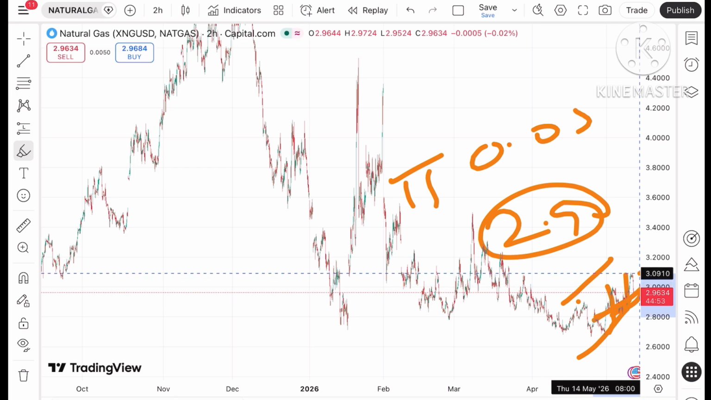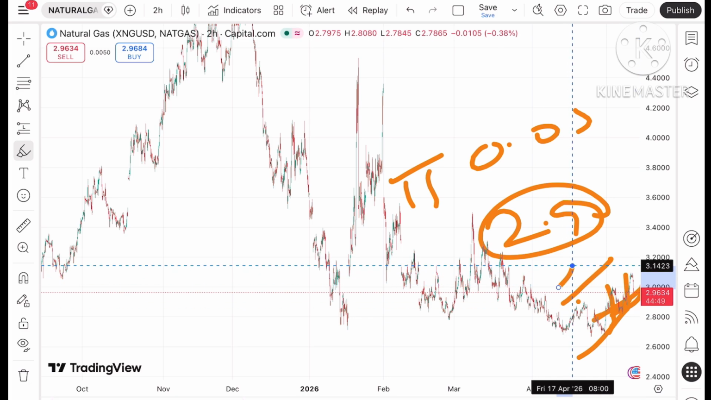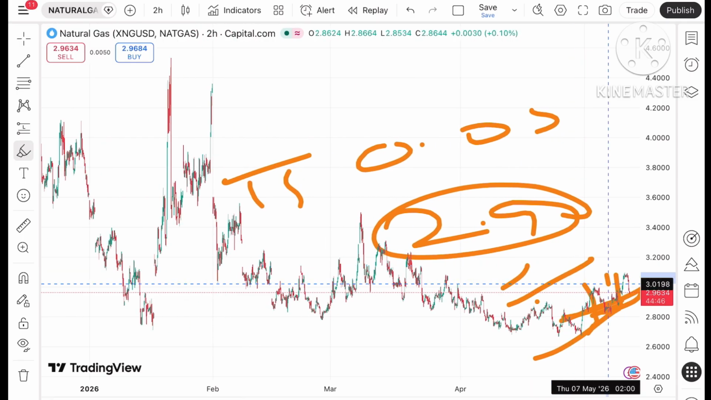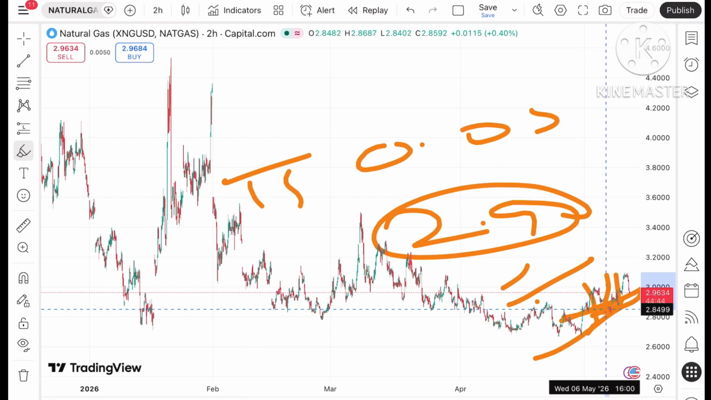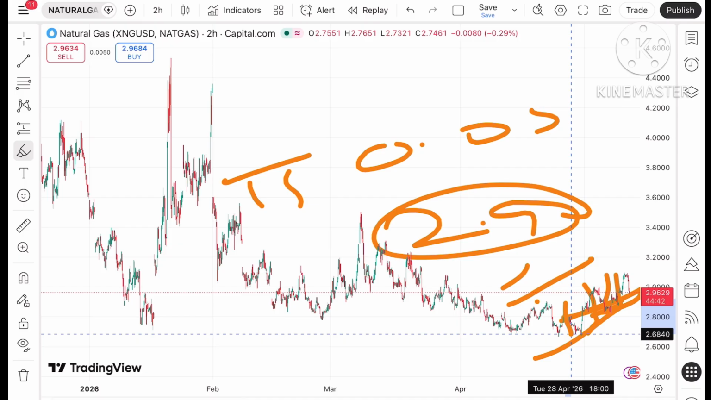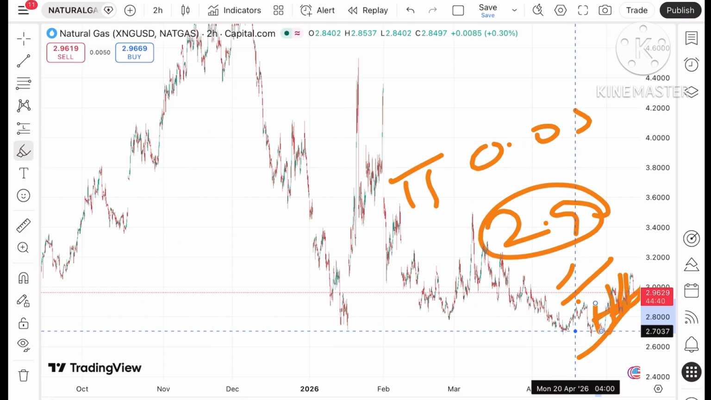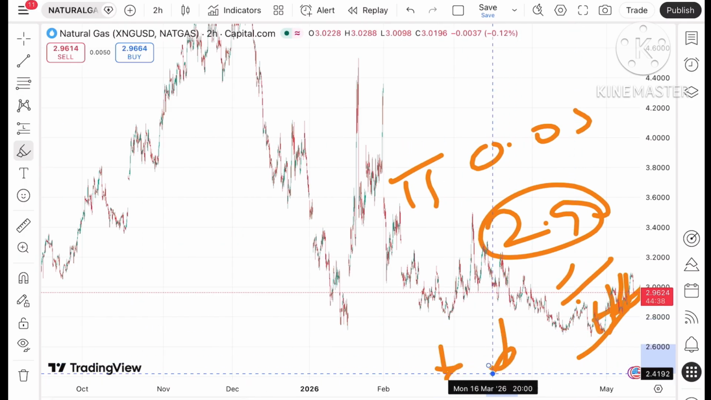If it sustains above that level, the probability of going towards 3.09 will be there, and if that sustains, a further high can be seen towards 3.14. Once it starts falling below this level, there is a probability of going towards 2.85, and if that doesn't sustain, we can see a level of $2.68, and once the price falls below this level, a further fall can be seen.